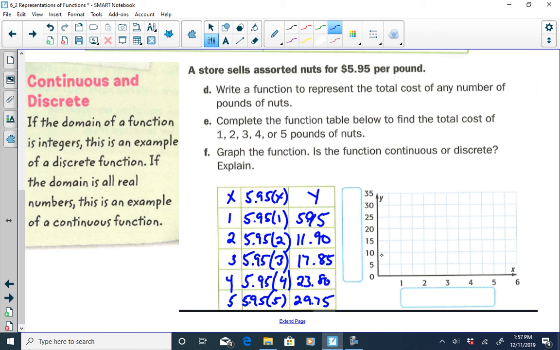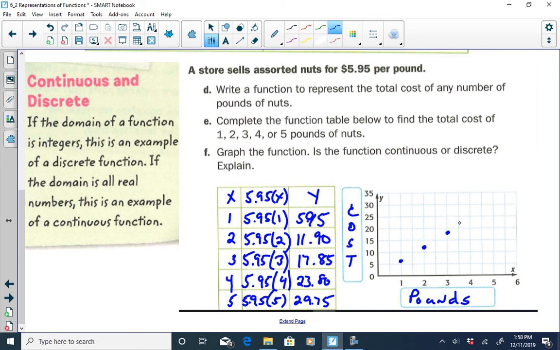If we're labeling our axes, across the horizontal axis that's going to be pounds of nuts. This will be the cost of the nuts along the vertical axis. 1 pound of nuts is $5.95. It's going to be a little bit above 5. 2 pounds of nuts is $11.90, a little bit less than halfway up. 3 pounds of nuts is going to be $17.85. It's going to be about here.